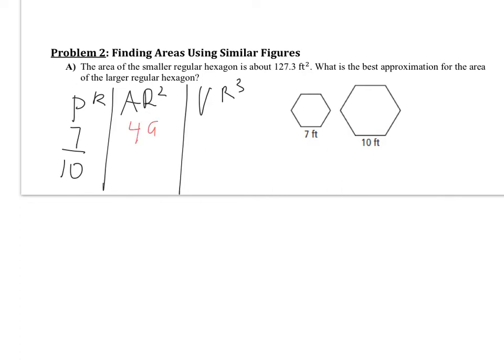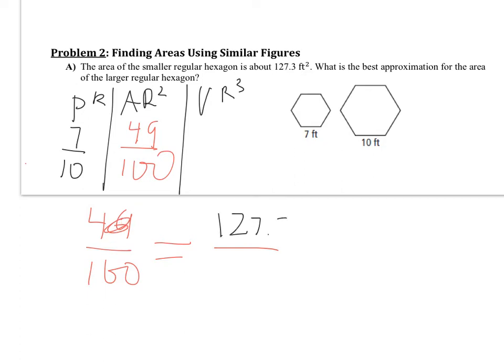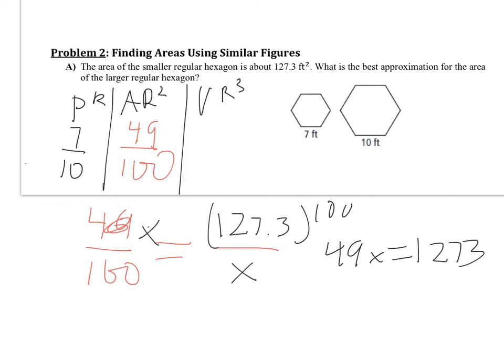So 49 over 100. So now I take my area ratio, and when I look at this, this is my smaller ratio. Oopsies, I meant to do this. This is my smaller ratio. That should be on top then. So my smaller area should be across from my smaller ratio. And now I have my fraction equal fraction. So I should cross multiply. So multiply this by x, multiply this by 100. So 49x will be equal to 1,273. And then take 1,273 and divide by 49.